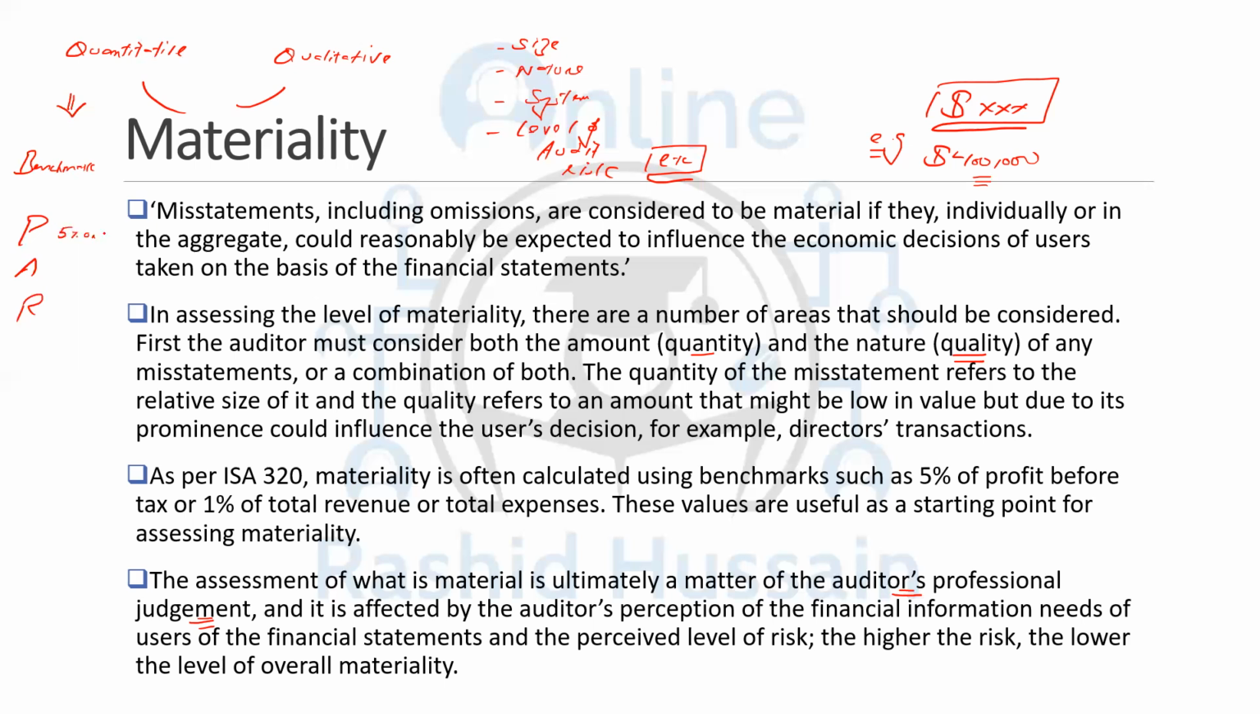5% or more is going to be material. 1% or more is going to be material. 0.5% or more is going to be material.